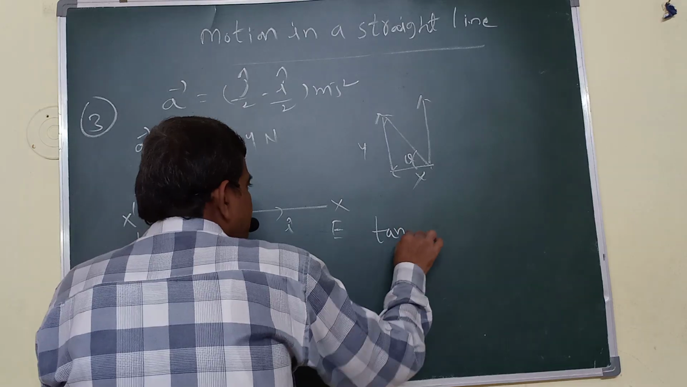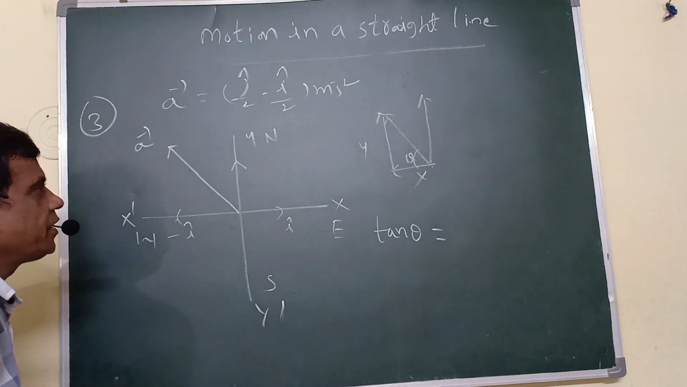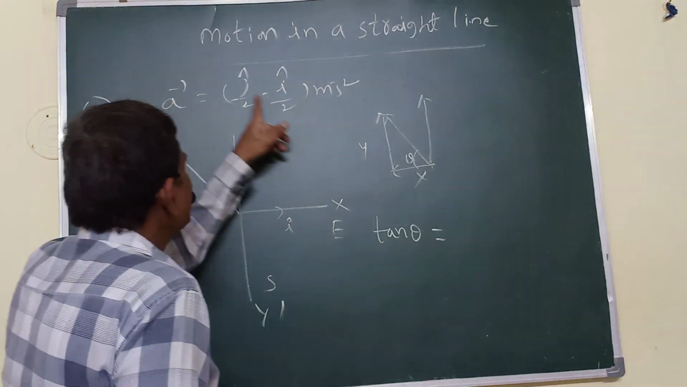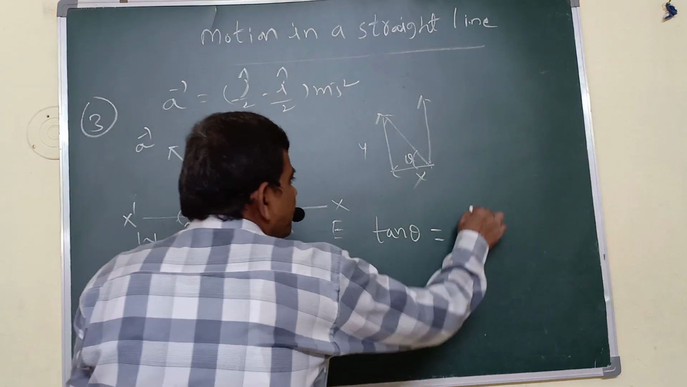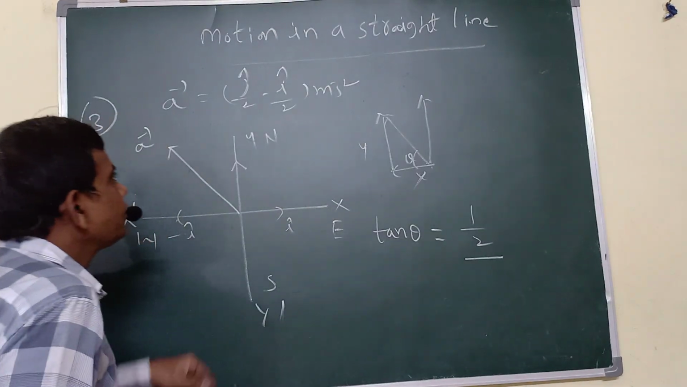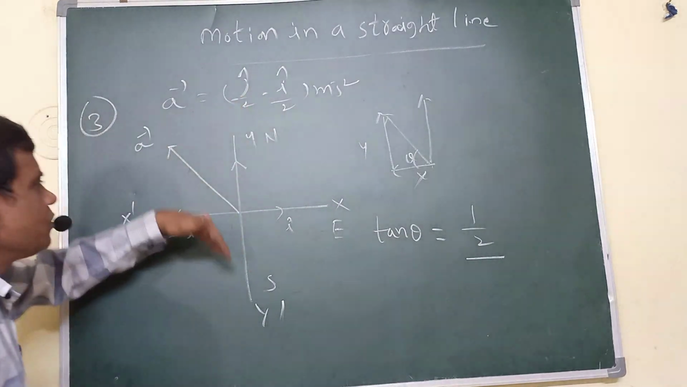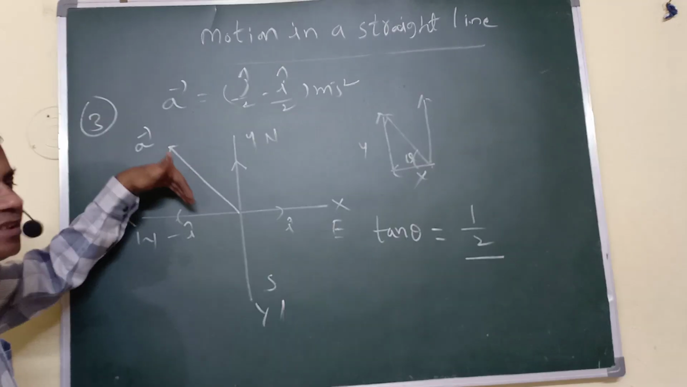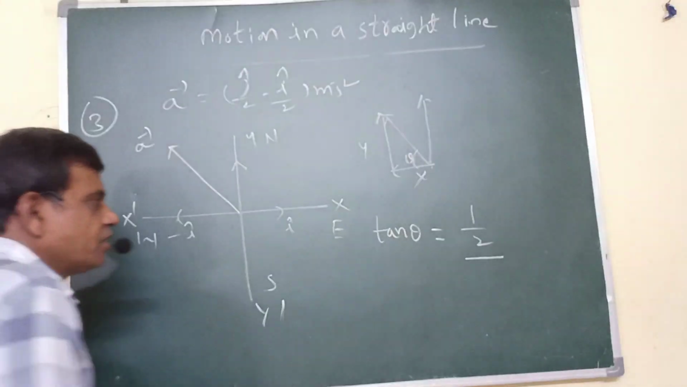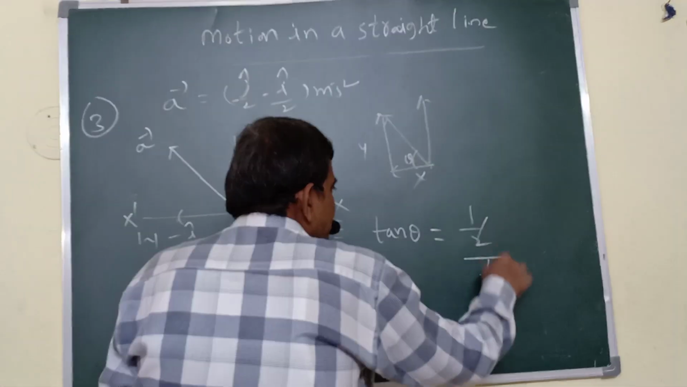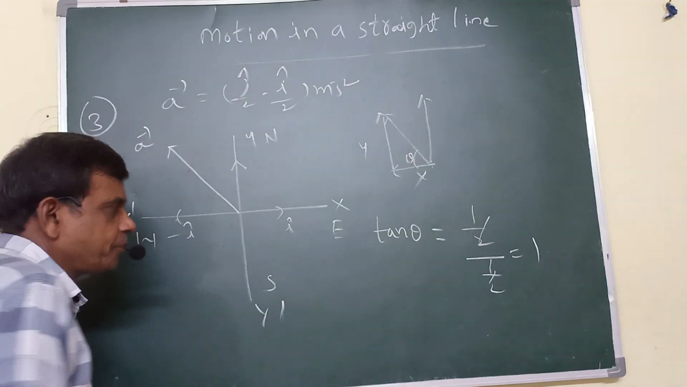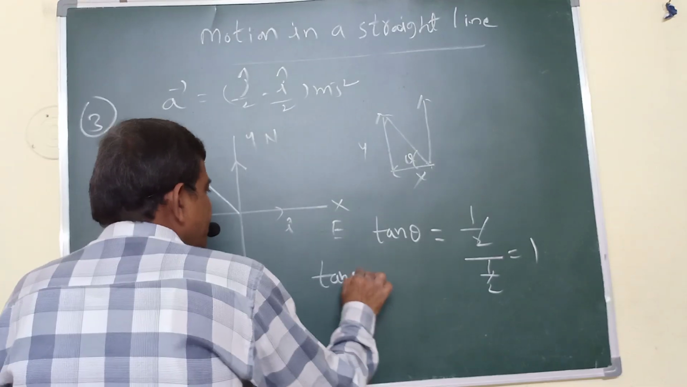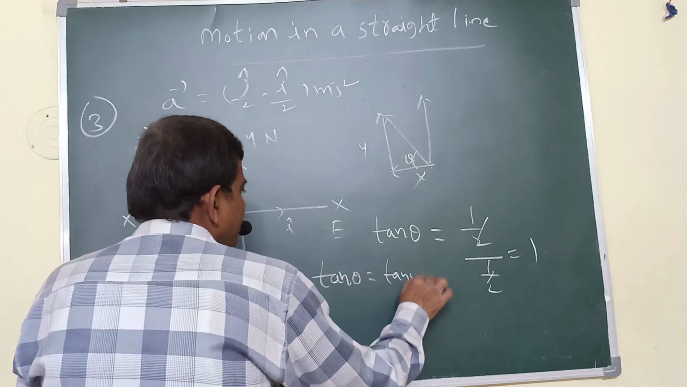Now what is tan theta? Tan theta equals y component. Here what is the y component? 1 by 2. What is the x component? Minus 1 by 2. Minus represents this quadrant only. I am taking the quadrant, so no need to take minus. Again here you take 1 by 2. Totally cancel. What am I getting? 1. So tan theta equals tan 45.